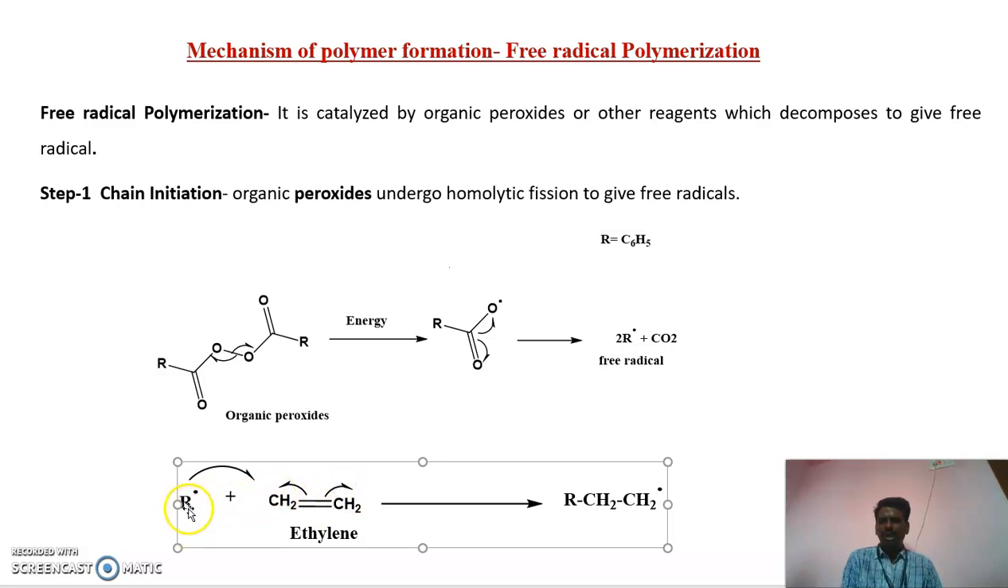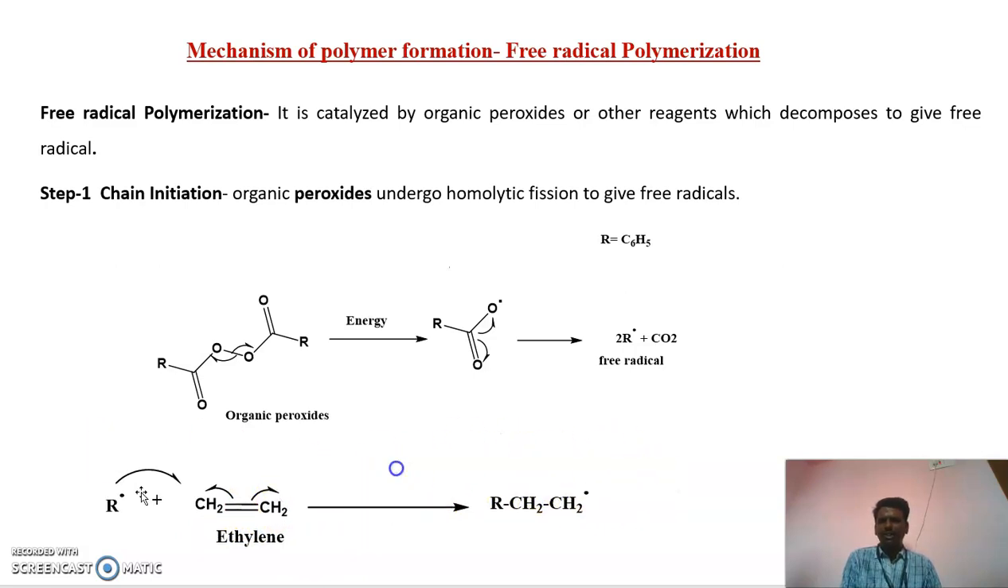So now the radical starts to react with this ethylene. The benzene radical, which has a single electron, gives it to this carbon. Already this carbon also has one single electron. So mutual contribution of electrons between this R and this CH2 makes one covalent bond. That's why the R-CH2 bond has been formed here. So what is left behind? One single electron has been left on this carbon, and it results in the formation of a radical molecule. So this is the first step.